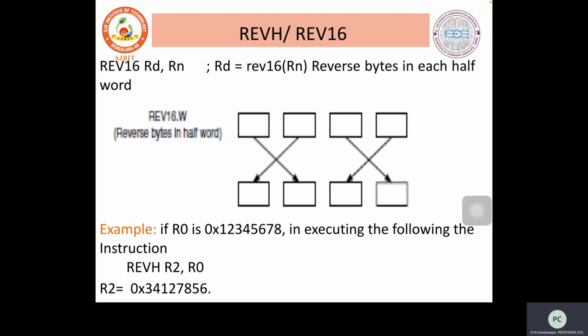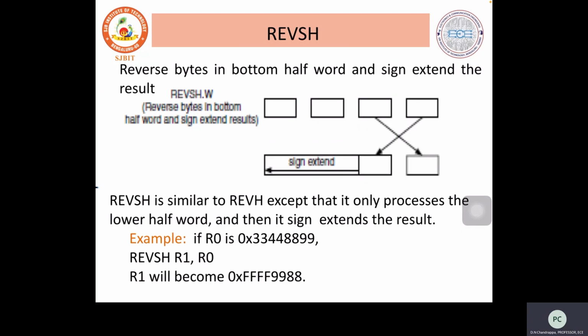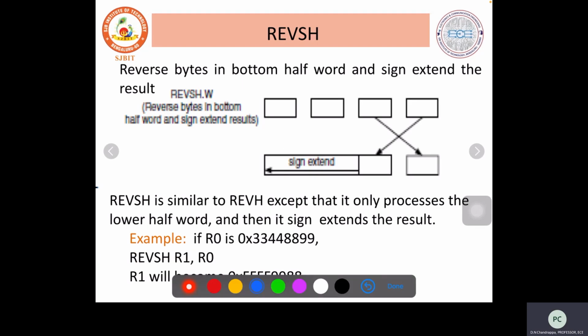So now I'm not going to disturb the higher bytes. I'm going to take byte number 1, byte number 2. It means bits 0 to 7 is one byte, and bit number 8 to bit number 15, so totally only 2 bytes. It is nothing but the half word. The bytes of the half word become reversed.